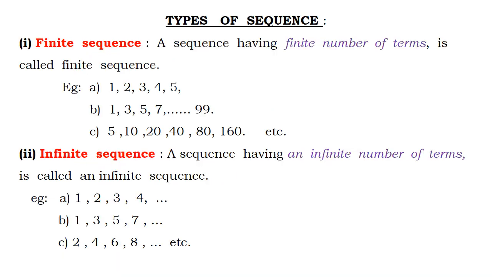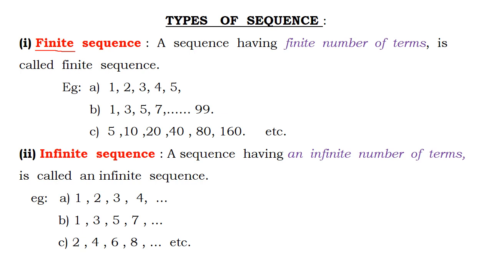Now come to the types of sequence. There are two types of sequence. First one is finite sequence and the second one is infinite sequence. Now first one, finite sequence. The name tells you finite. Finite is nothing but countable number of terms. Finite is nothing but countable.